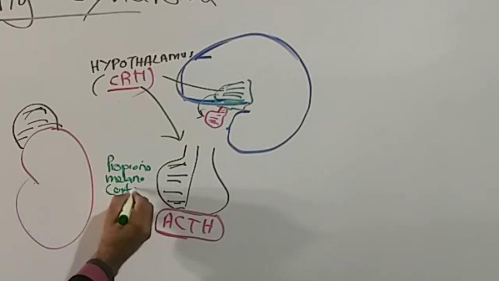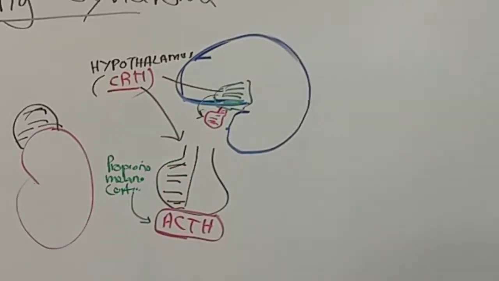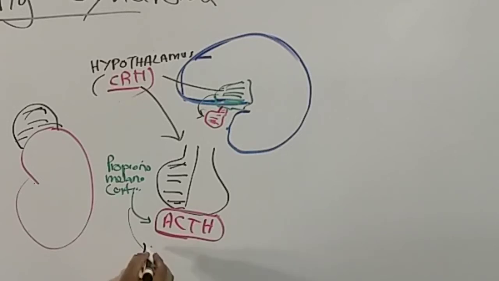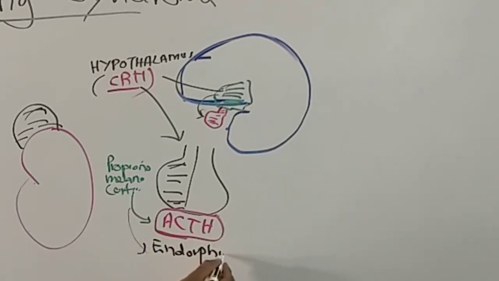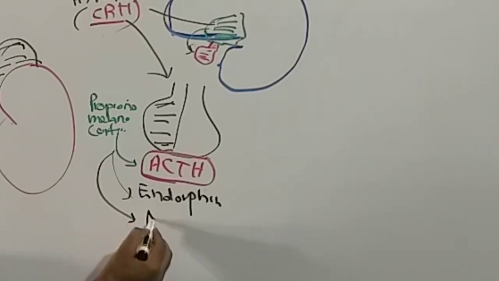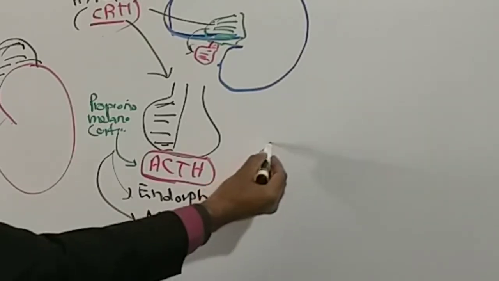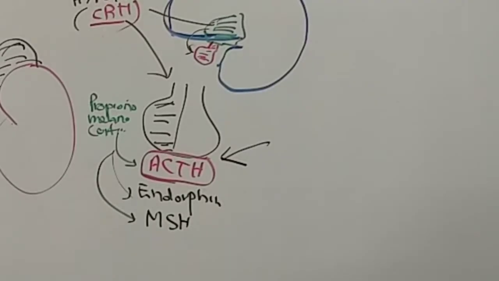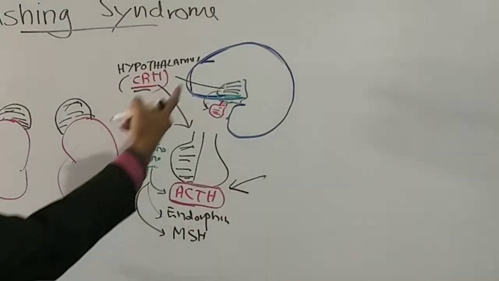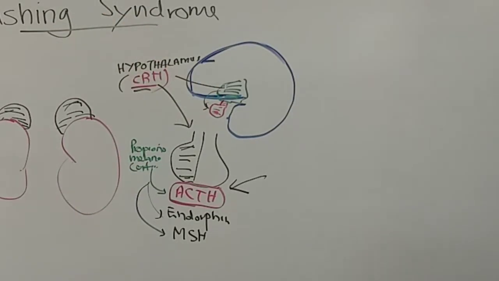Proopiomelanocortin in the anterior pituitary results in the synthesis of ACTH, endorphins, and melanocyte stimulating hormone. But here we are more concerned with the ACTH production, which happens under the effect of corticotropin releasing hormone coming from above, from the hypothalamus.